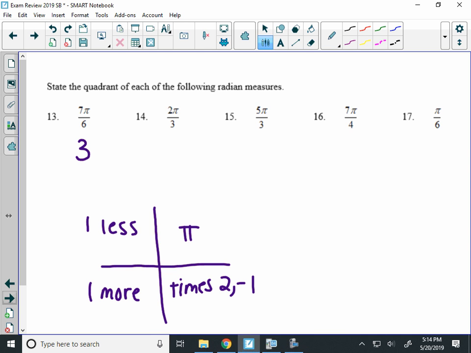So if we have 2 pi over 3, the numerator is 1 less than the denominator, so that's quadrant 2. 5 and 3, when I compare those, that would be 2 times 3 minus 1, so that's quadrant 4. Same with 16. 7 is 2 times 4 minus 1, so that's quadrant 4. And pi over 6, the numerator of just pi, is in quadrant 1.